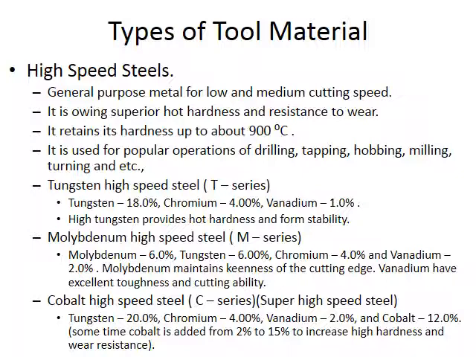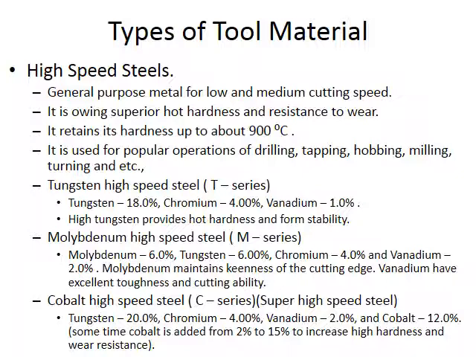As an example, take the cobalt high speed steel, C series, super high speed steel. The tungsten percentage is 20, chromium is 4, vanadium is 2, cobalt is 12. Sometimes cobalt is added from 2% to 15% to increase the hardness and wear resistance. This one is very important.